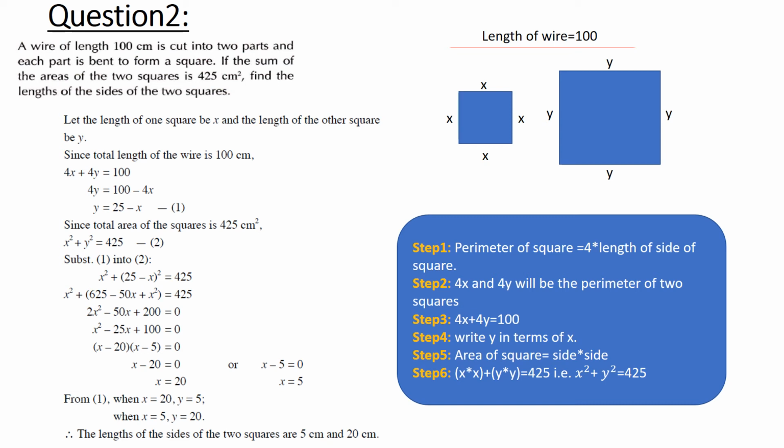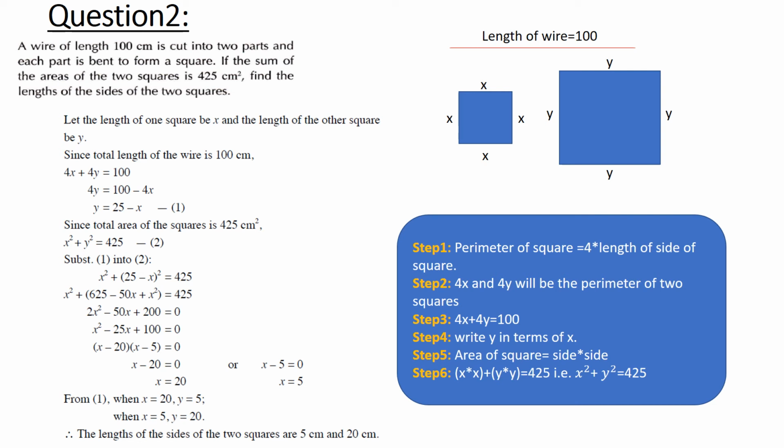Step 1. Perimeter of a square is 4 multiplied by the length of the side of the square. So it means the perimeter of the first square will be 4x and the perimeter of the second square will be 4y. Now according to the statement, the length of wire was 100 centimeter and this length was used in making the two squares. So it means 4x plus 4y will be equal to 100. This will be your statement 1. From here you will get the value of y as y equals 25 minus x.